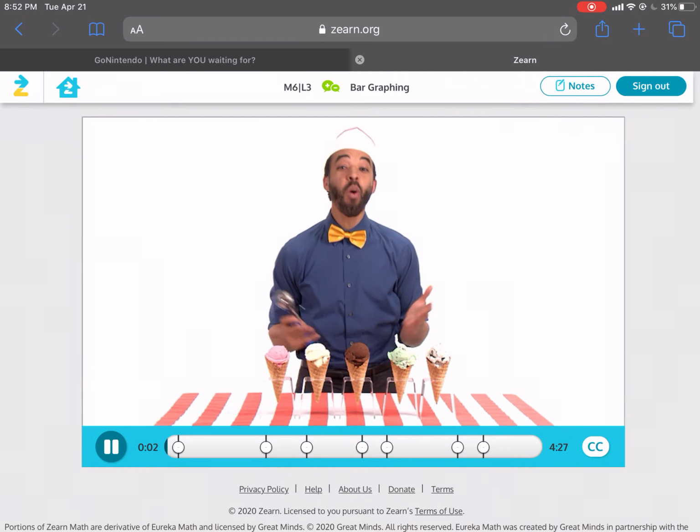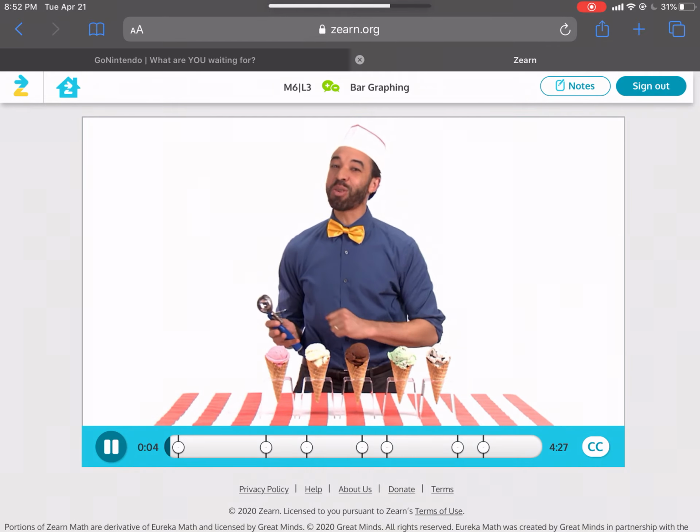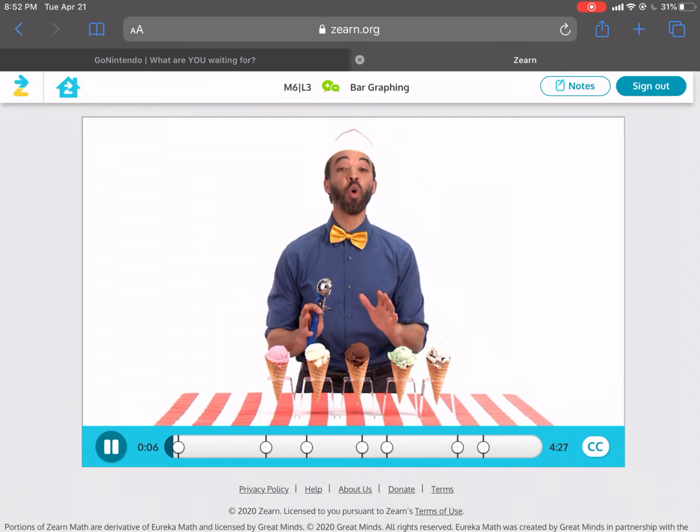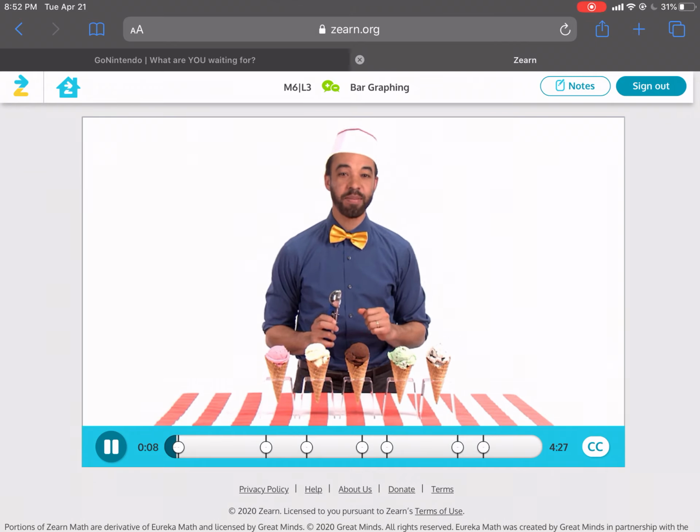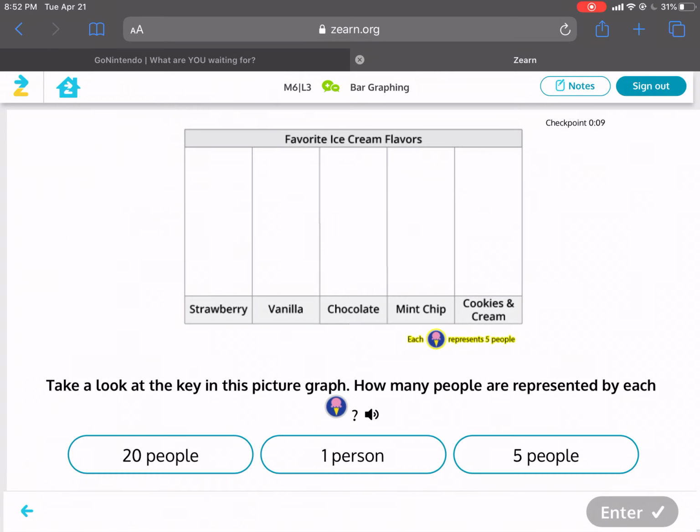What's up, Math Star? Welcome back to the Zern Ice Cream Parlor. This time, we're going to work with a larger data set. Take a look at the key in this picture graph. How many people are represented by each ice cream cone? If we look at the key, it says that each ice cream cone represents 5 people.